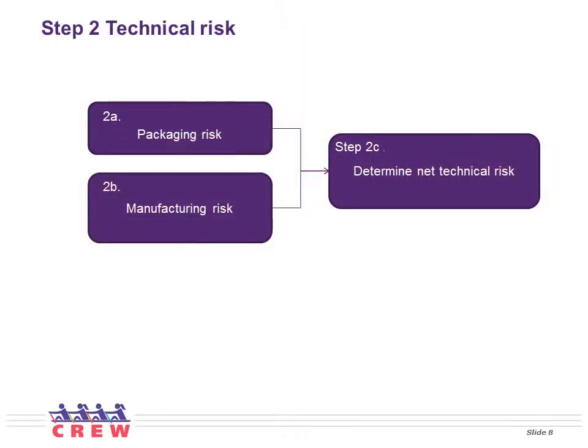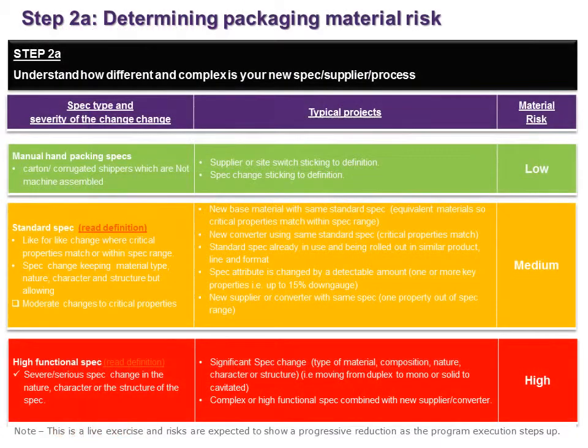Technical risk. Technical risk is a combination of the packaging risk and the manufacturing risk. Therefore, the process is broken down into 2 steps. Steps 2A and 2B. Step 2A. Packaging risk assessment. To determine the packaging risk, you need to understand how complex and different is your new material compared with your existing material. You will have the 3 buckets of risk, low, medium, and high. Let's go through each of them in more detail.